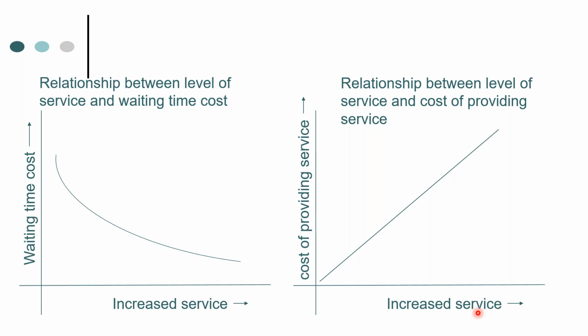Say you may need to increase the number of people at the station, or you have to increase the number of chairs at your barber shop. So the cost of providing these services goes on increasing as you increase the level of your service. So there has to be some golden point, some mean point where the waiting time cost is also less, and the level of your service is also good, or you can say fair enough.